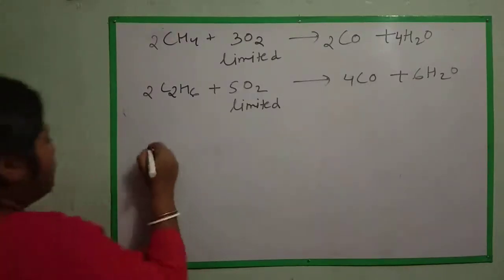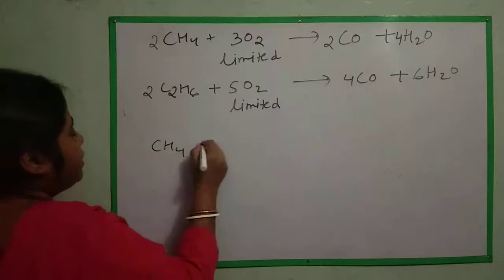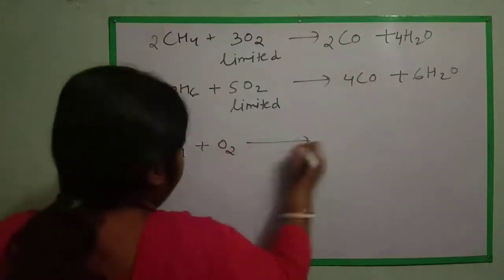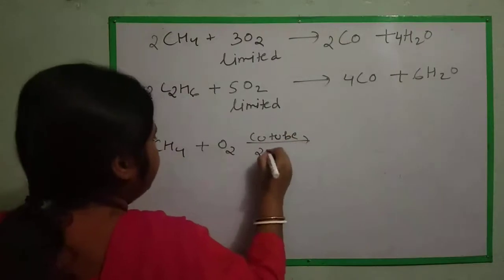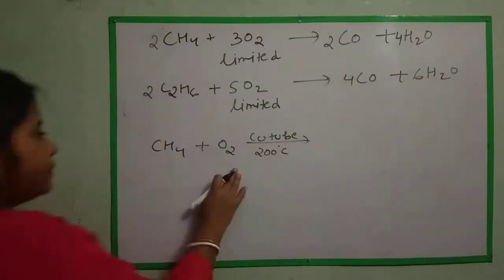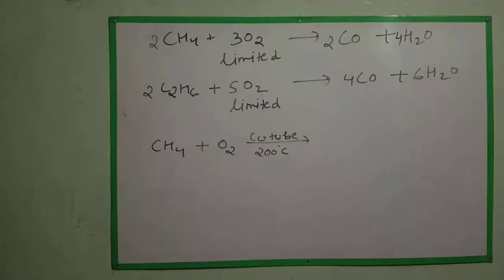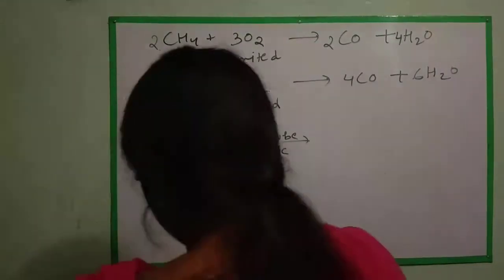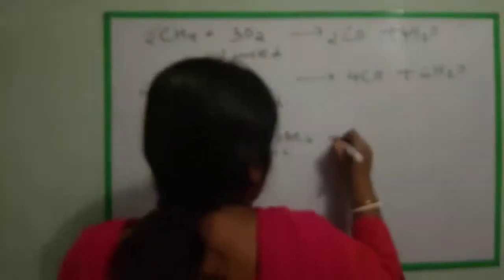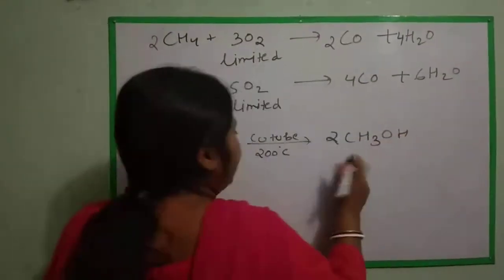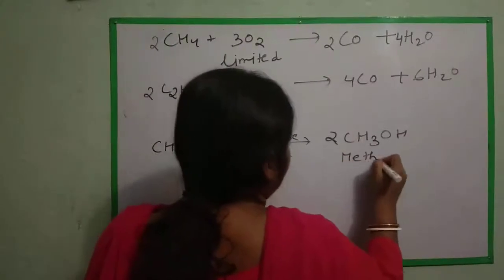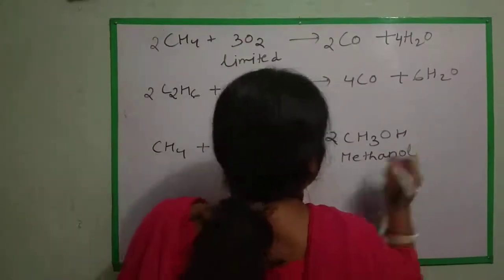Next property. Methane treated with oxygen in the presence of copper tube, 200-degree temperature. Now in the presence of copper tube, 200-degree temperature, the product will be methanol. Methanol: 1 carbon, meth, single bond, OH, ol.